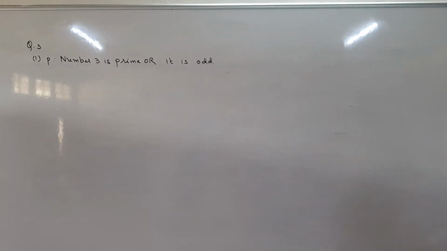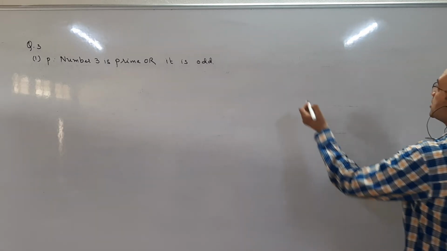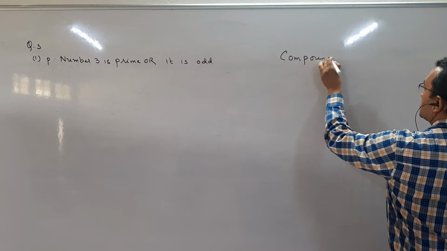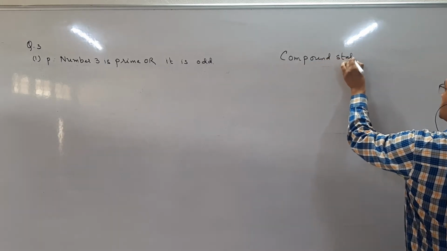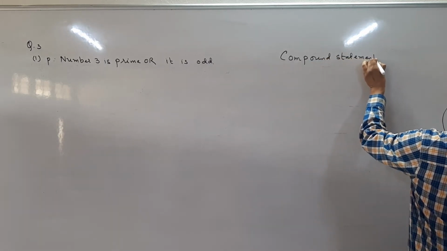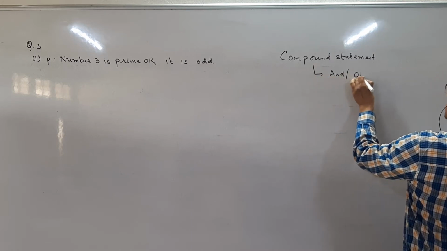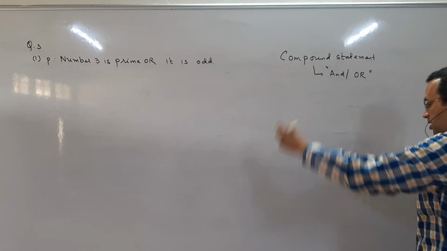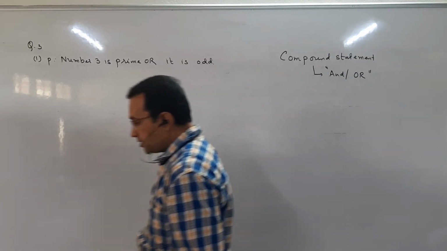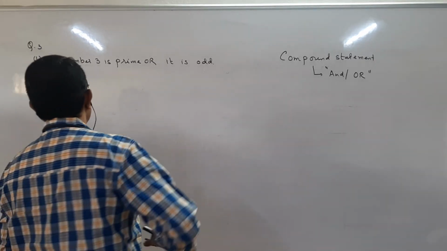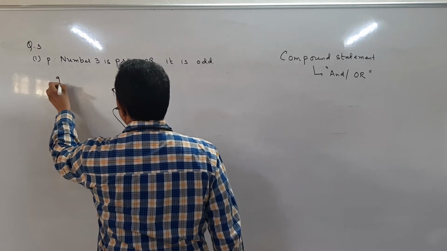Now, students, this is the compound statement. Always remember, students, a compound statement in mathematical reasoning or logic is characterized by "and" or "or". Generally, a compound statement will have either of these two words, "and" or "or". Here is also a little capital. Now, what are the component statements of this?